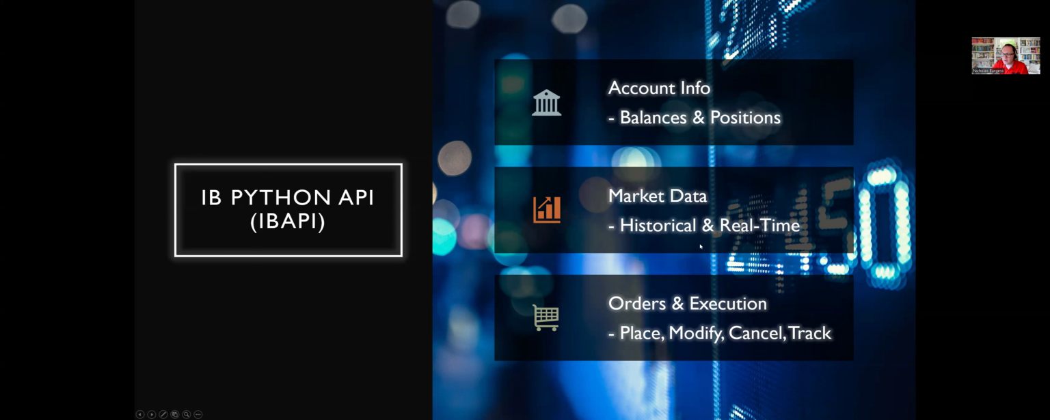And then also, for backtesting trading strategies, we might want to look at historical data. And for actual live trading, we want to look at real-time data. So we can get market data from the API.